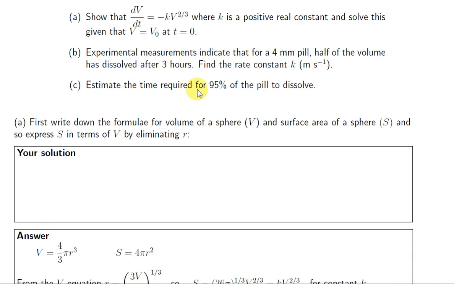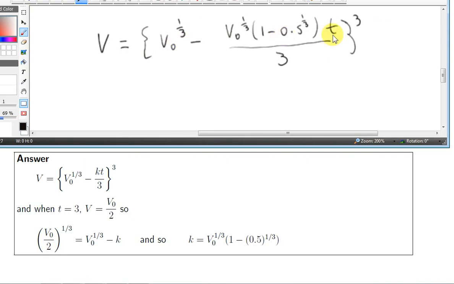In part C, we want to estimate the time required for 95% of the pill to dissolve. So here's the solution to the differential equation with the expression for K worked out, plugged in. So just plug in for K here. So we want the volume of the pill to go from the initial value V0, whatever that is, to 5% of this initial value. So when the volume is 0.05 V0, then 95% of the pill has dissolved. So we've plugged that in for V.